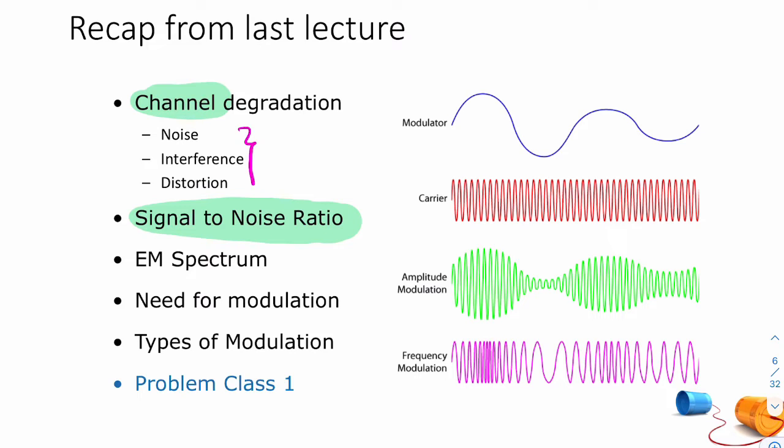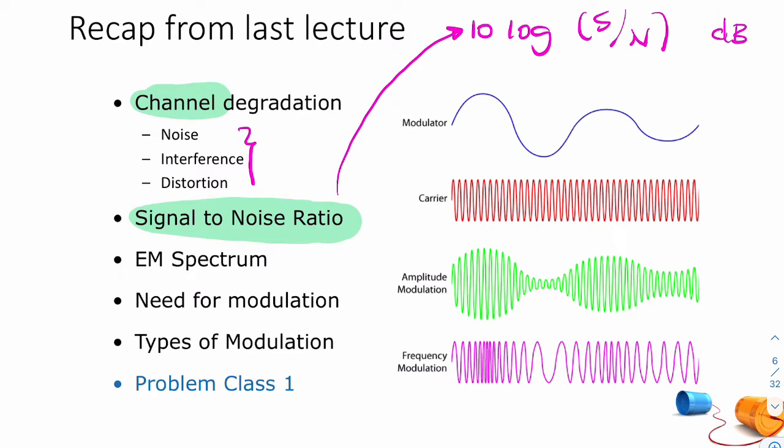We said signal-to-noise ratio is 10 log the ratio of the power of the signal to the power of the noise, and the unit is dB. So that's one thing we looked at.